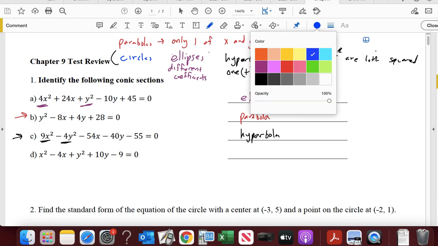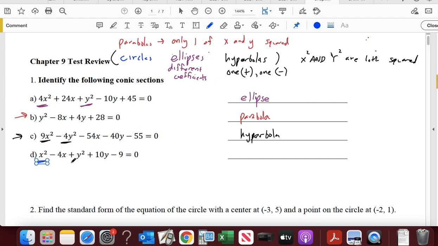Whereas this one, x squared and y squared, doesn't have to be 1 for each, but this one happened to be 1. So 1 for each, same coefficient. So that gives us our circle. And there we have it.